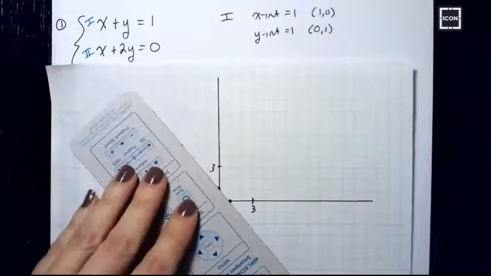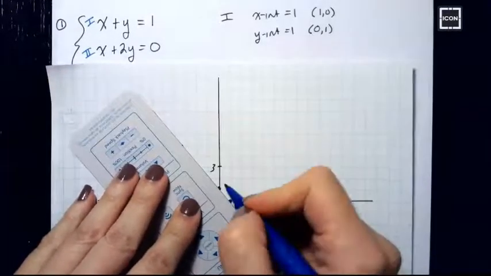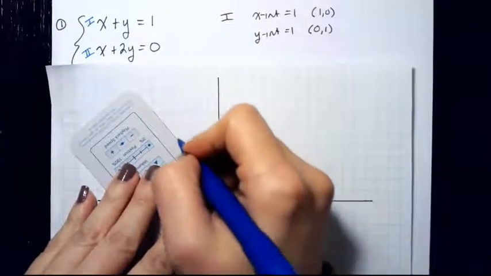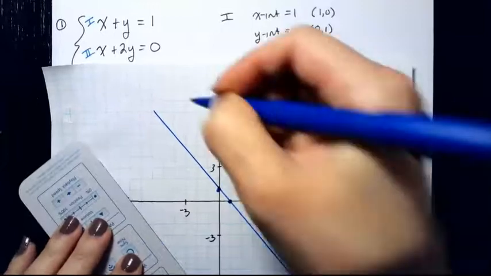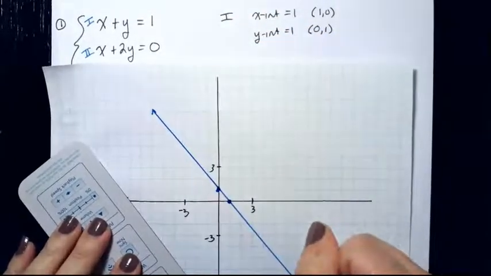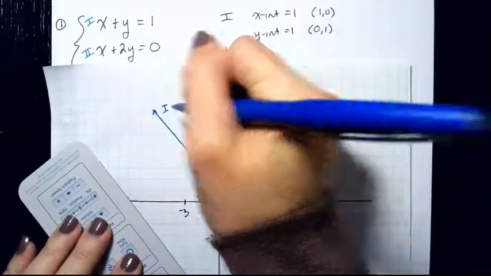When you're graphing systems, it's really important to have an accurate graphing system. So you want to use graph paper and a straight edge if you're doing it by hand. This is my first line.